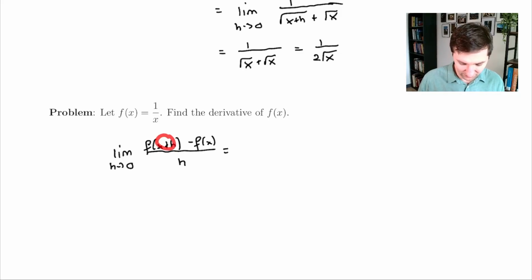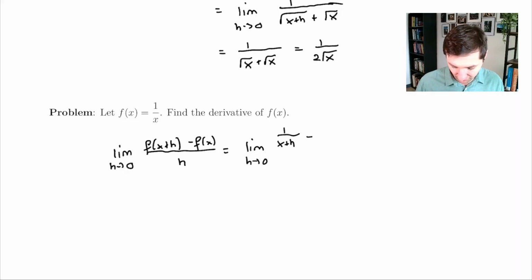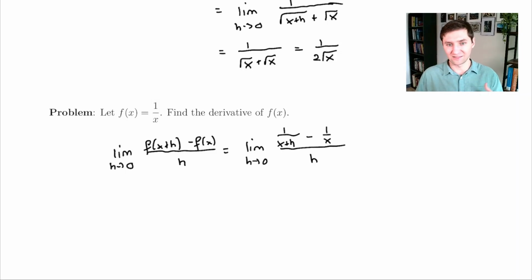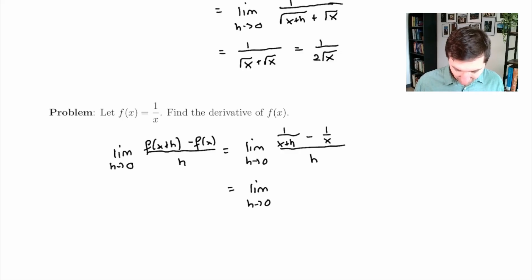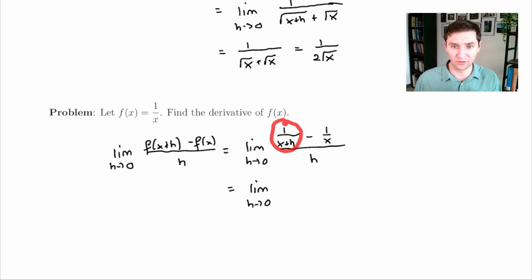I plug in x plus h to the formula and x to the formula, and I get the limit, as h goes to 0, of 1 over x plus h minus 1 over x, divided by h. Again, I can't simply plug in 0, because then I get 0 divided by 0. To compute this limit, I find the common denominator in the two fractions in the numerator. I will multiply the first fraction, top and bottom, by x, and I will multiply the second fraction, top and bottom, by x plus h.